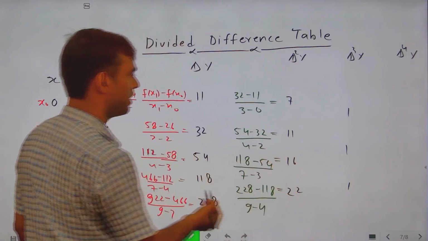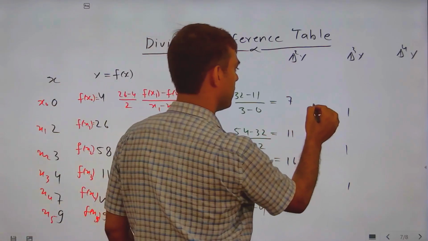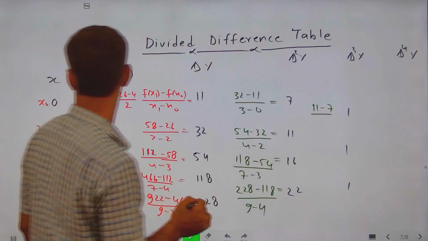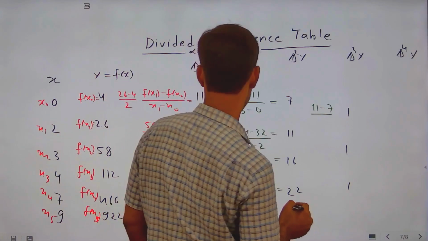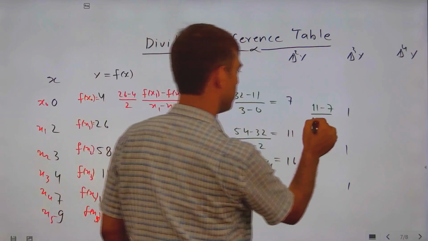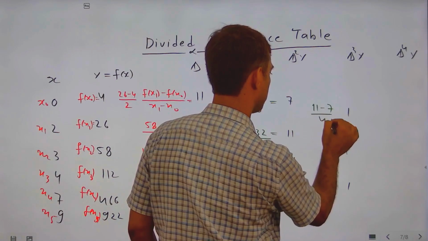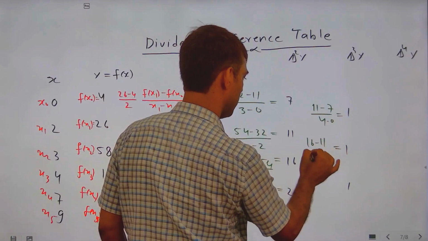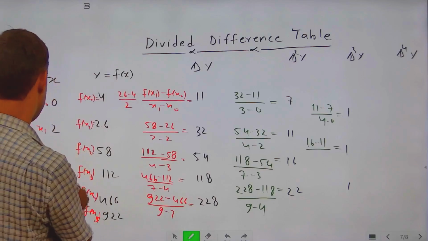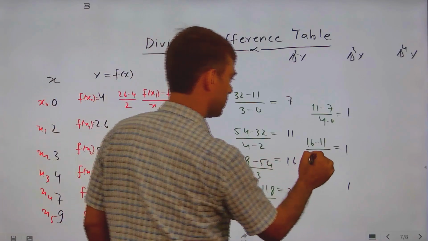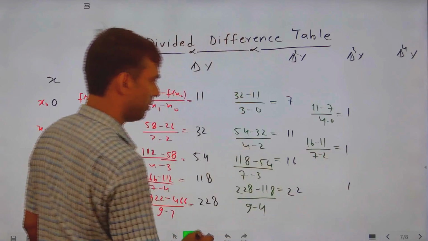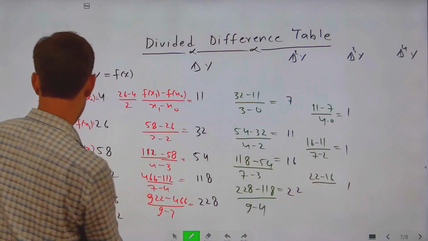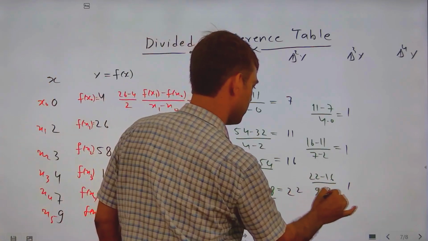In a similar manner, for the third order, this one is 11 minus 7 divided by 4 minus 0, so this becomes 1. In a similar manner, we calculate 16 minus 11 divided by 7 minus 2, and we get 1. And this one is 22 minus 16 divided by 9 minus 3, then we get this result.